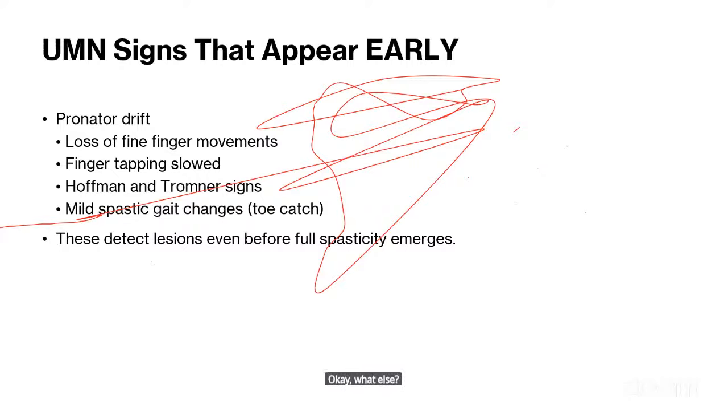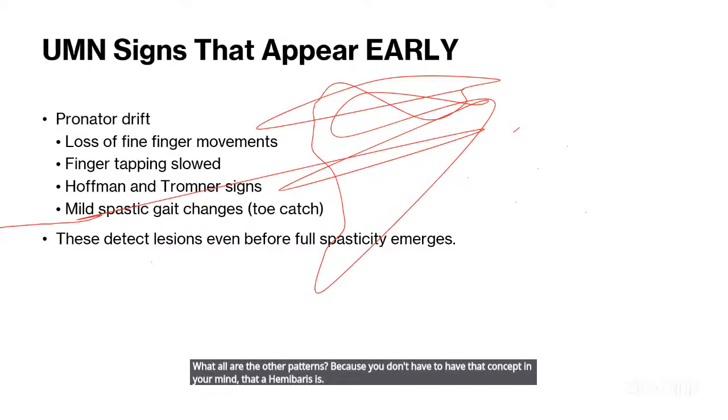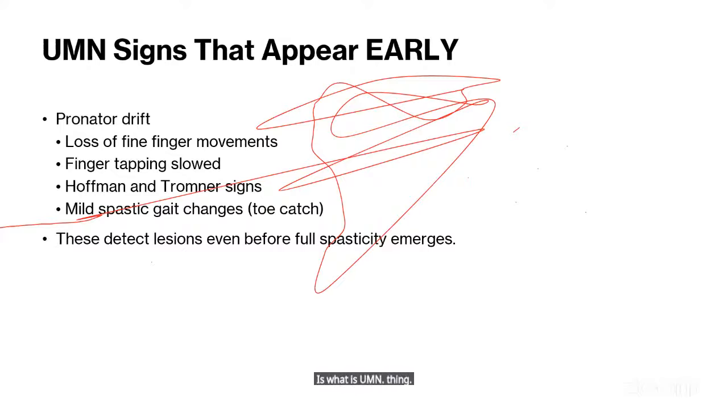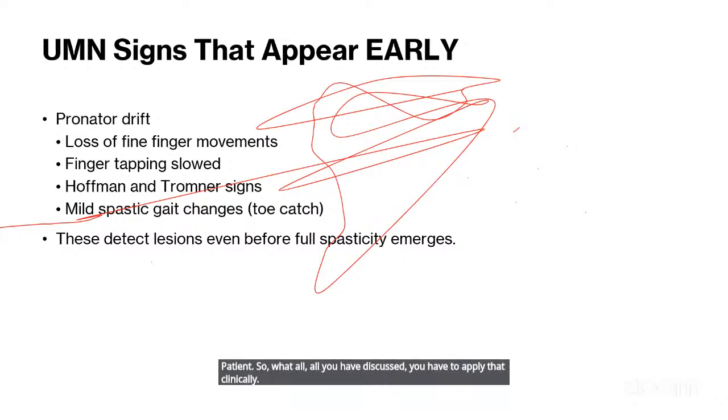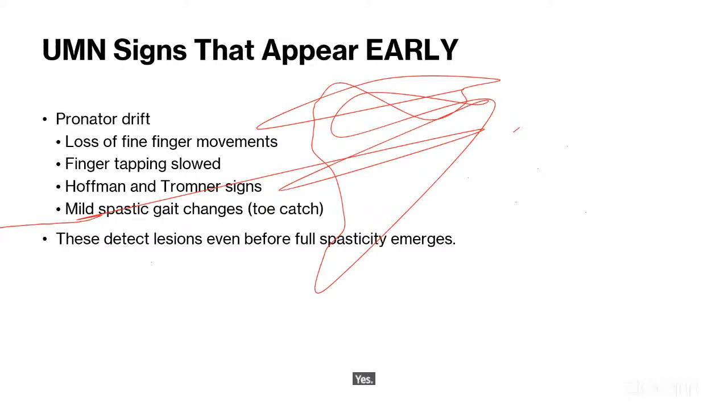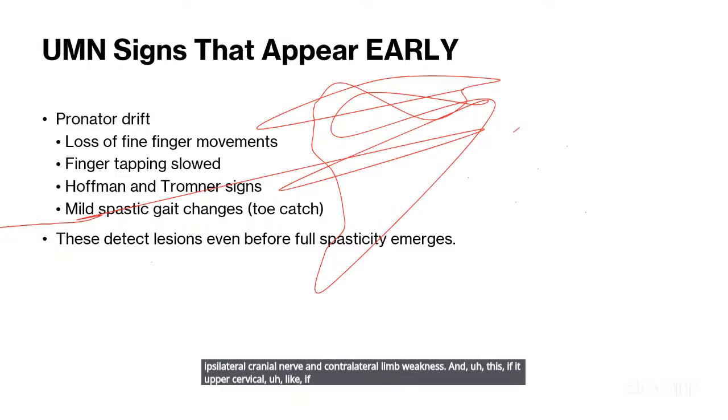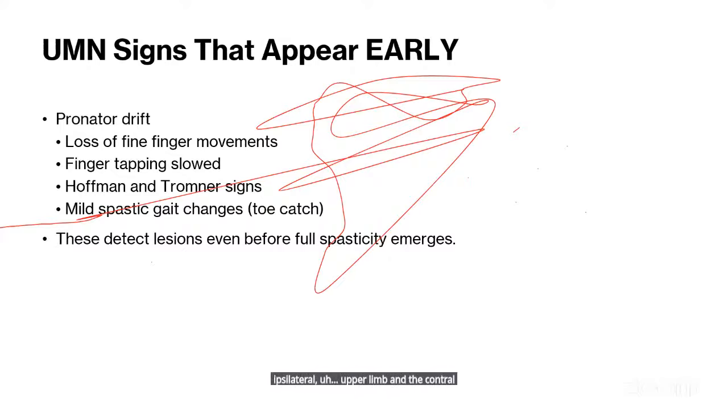What are the other patterns? You don't have to have the concept in your mind that hemiparesis is the only UMN thing. You should always discuss all the patterns of weakness that can occur in a UMN patient. Apply that clinically. For the brainstem, they will have crossed hemiplegia, like ipsilateral cranial nerve and contralateral limb weakness. What else? If it is at the upper cervical level, we can have ipsilateral upper limb and contralateral lower limb weakness, ma'am.